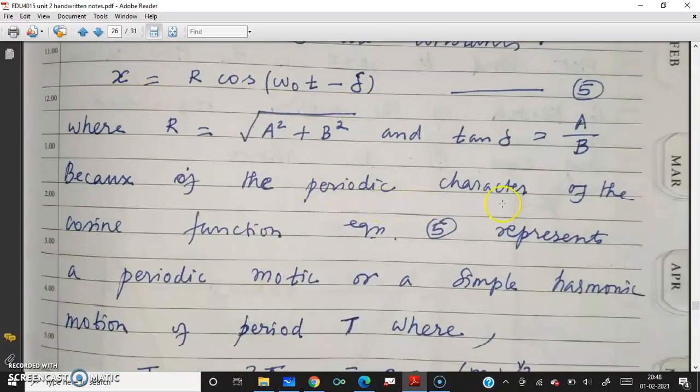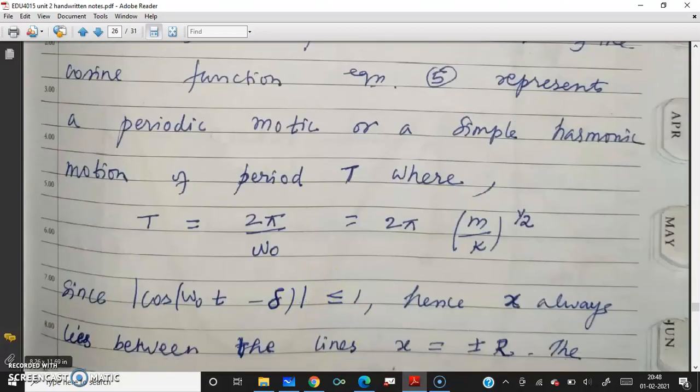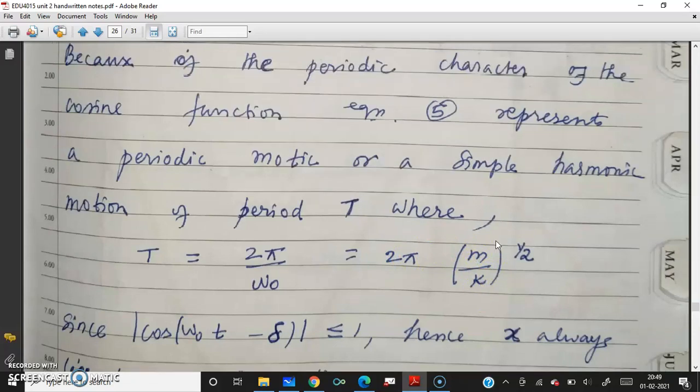Because of the periodic character of the cosine function, the equation 5 represents a periodic motion, up and down motion. This is known as a simple harmonic motion of period T, where T is nothing but the period of the simple harmonic motion. Period of the simple harmonic motion is 2 pi by omega naught. What is our omega naught? Square root of k by m. So 2 pi into m by k, the whole to the power of half.